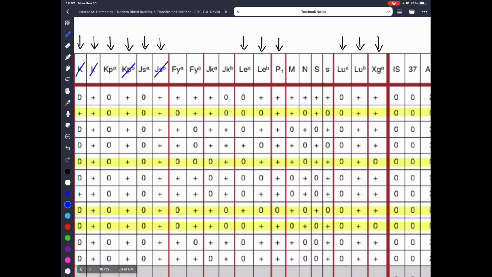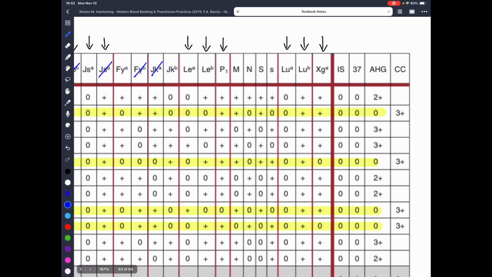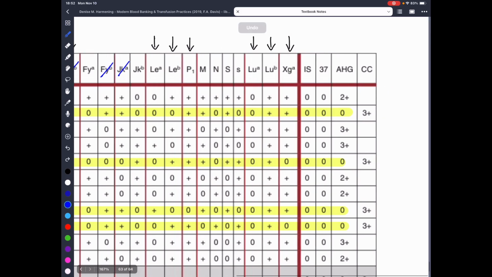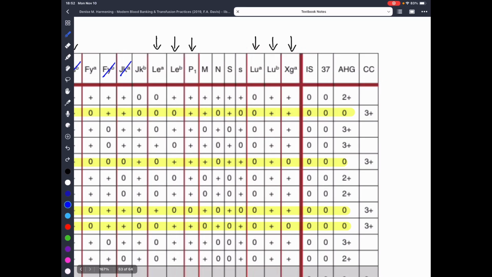FYA, FYB, this one is homozygous for FYB. There's no arrow, which means if it were heterozygous, we would not be able to cross it out. But since it is homozygous, we can cross it out. And then JKA and JKB, it's homozygous for JKA because we have plus and 0, so we can cross it out. LEA and LEB, there is nothing, we cannot cross it out. P1 is another one where there's only one allele. It's either there or it isn't. Here it is there, so that means the RBCs express P1, but we know that there are no antibodies against any of the antigens, including P1.